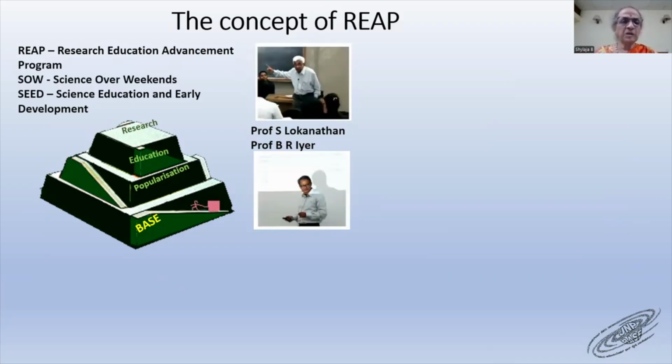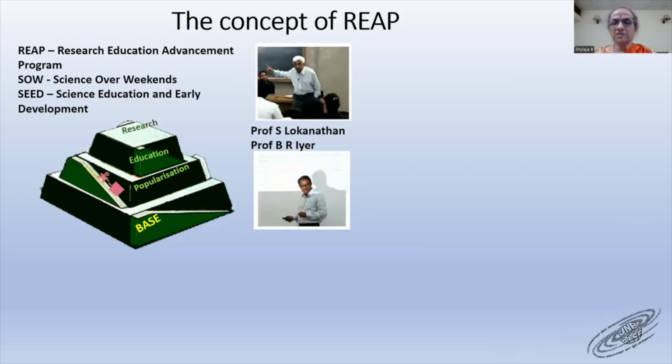We have 3 programs called the SEED, which is for very tiny kids, age group 7 to 10, let's say. Science Education and Early Development. Then we have SOW, which is for slightly more advanced students, high school students. They learn science by hands-on activities. And the undergraduates, they have the Research Education Advancement Program.